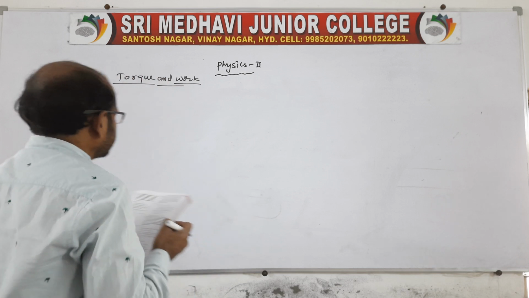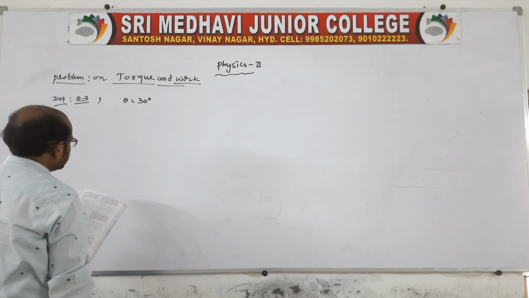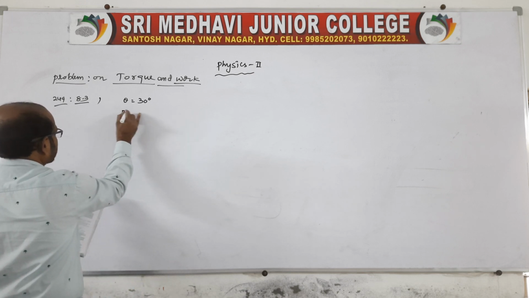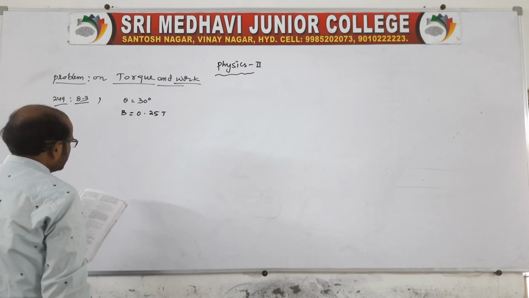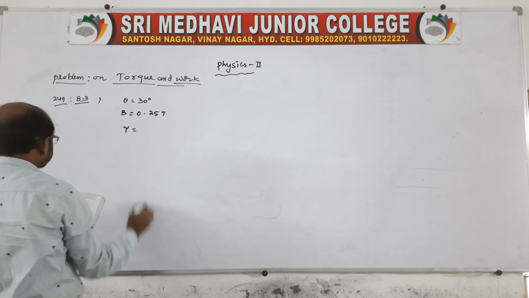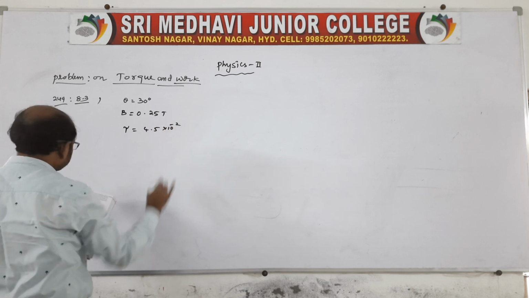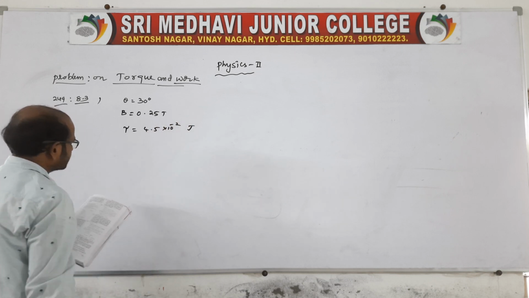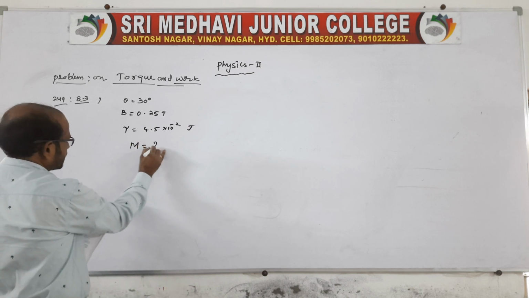The question is: a short bar magnet placed with its axis at 30 degrees with a uniform external magnetic field capital B of 0.25 Tesla experiences a torque of magnitude 4.5 into 10 power minus 2 joules, or we can say Newton meter. What is the magnitude of the magnetic moment, capital M?